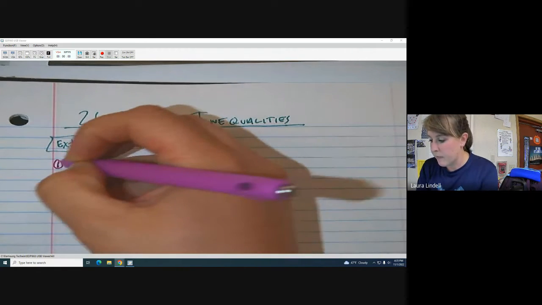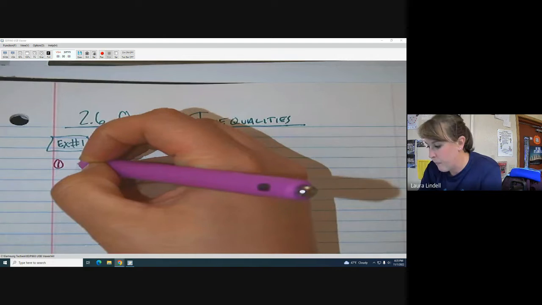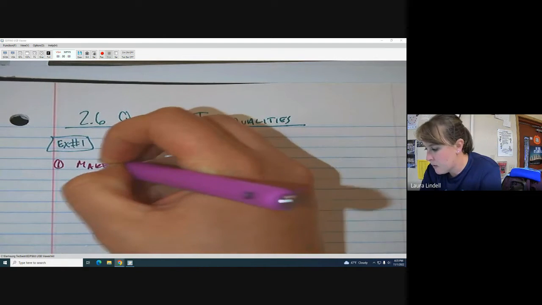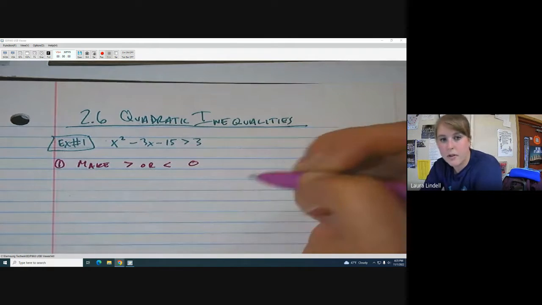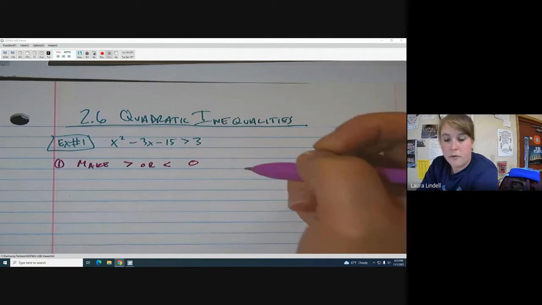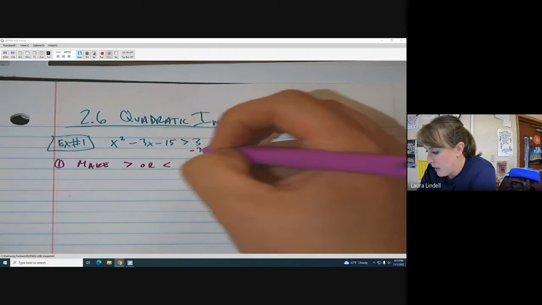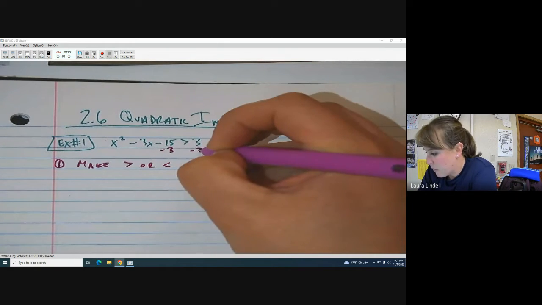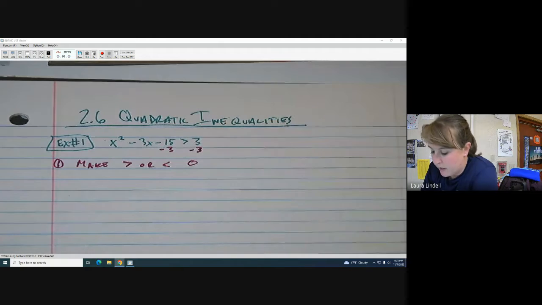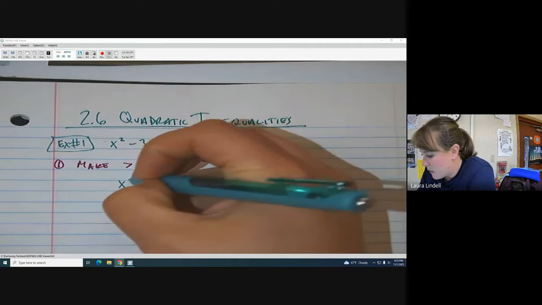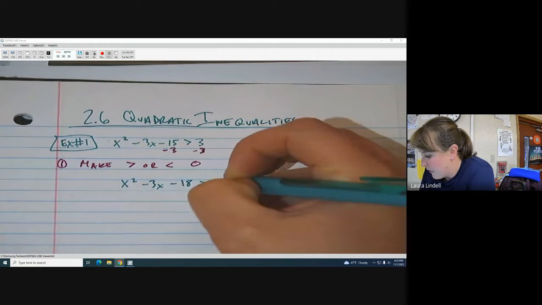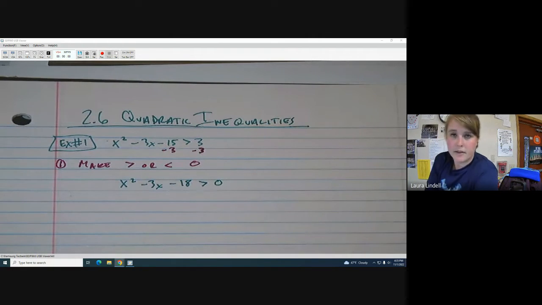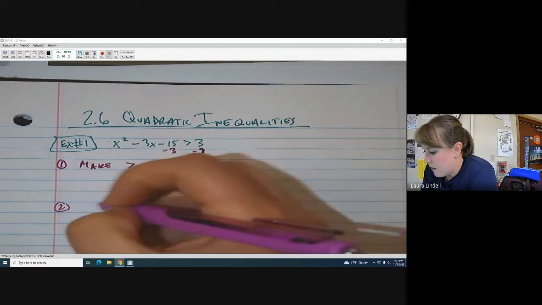So step 1, make it greater than or less than 0. Get all the other numbers on the other side. For this one, that means we're just going to subtract 3 from both sides. So we end up with x squared minus 3x minus 18 is greater than 0. Great, that's exactly what we wanted, because the next step is to factor this thing.